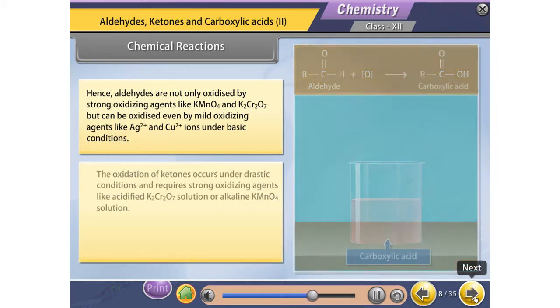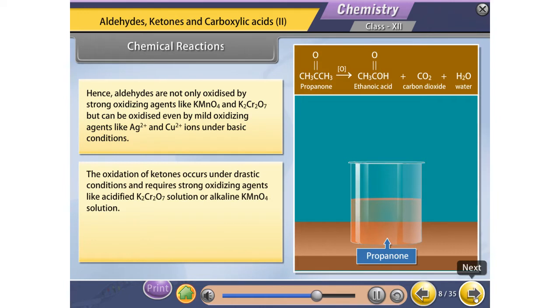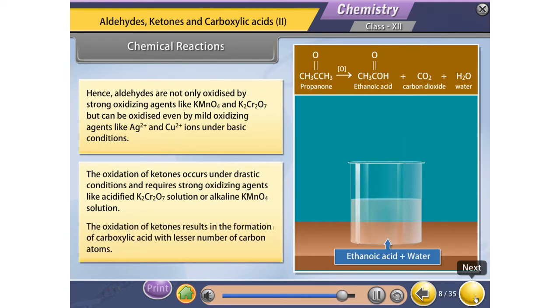The oxidation of ketones occurs under drastic conditions and requires strong oxidizing agents like acidified potassium dichromate solution or alkaline potassium permanganate solution. The oxidation of ketones results in the formation of carboxylic acids with a lesser number of carbon atoms.